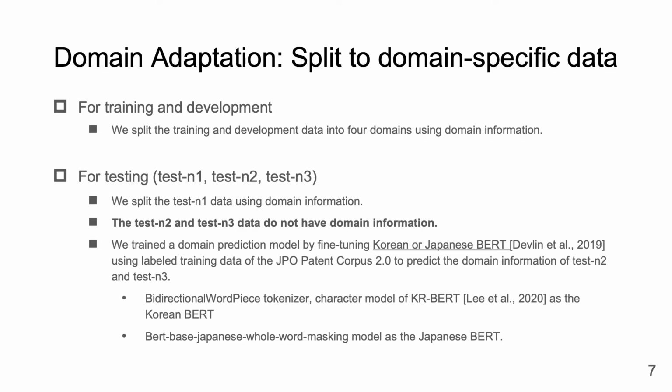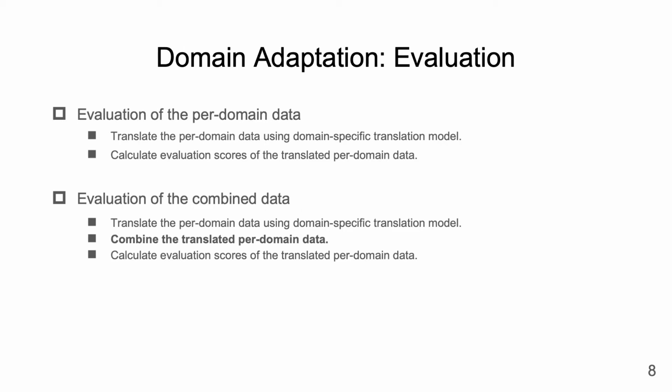To split the training and development data into 4 domains, we use domain information. For testing, there are test N1, test N2, and test N3 data in the JPO patent corpus, and we split the test N1 data using domain information. However, test N2 and test N3 do not have domain information. Therefore, we train a domain prediction model by fine-tuning BERT for Korean or Japanese using the training data of the JPO patent corpus to predict the domain information of test N2 and test N3 data.